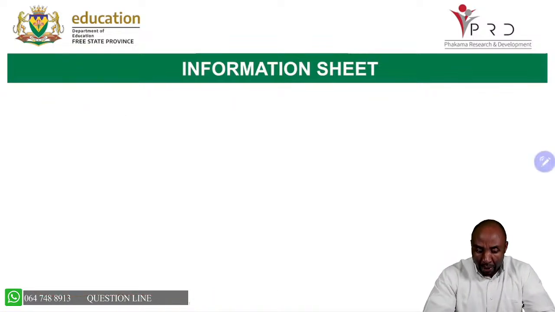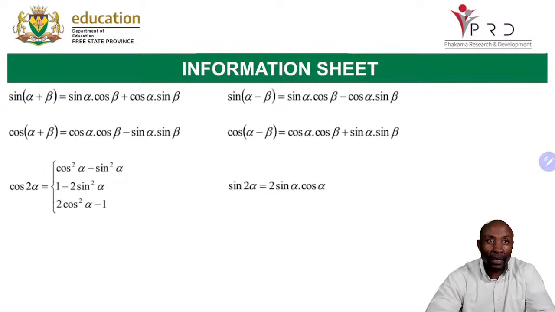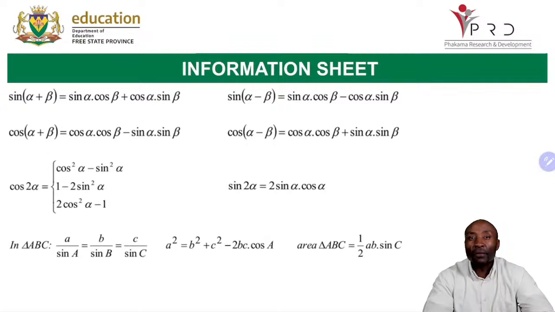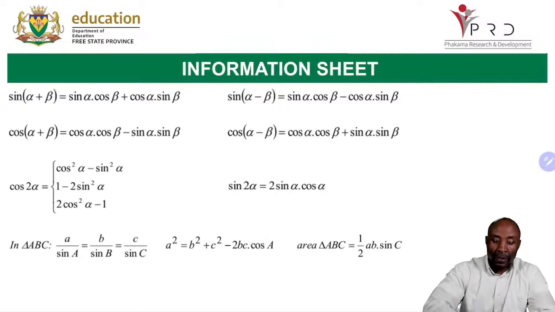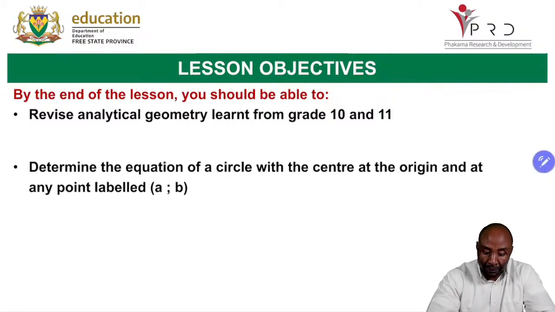Now, we will also have this for our trigonometry, and sometimes you need to apply trigonometry as we answer these questions, the area rule, as well as the sine rule. If you are to find the length of a side, probably you might have to use this, but please let's always refer to our formula page. It's important. Now, the lesson's objectives for today: we have to revise analytical geometry learned from grade 10 and 11.